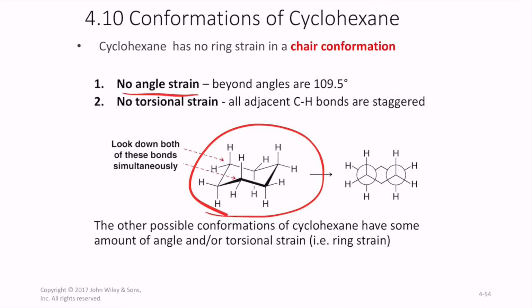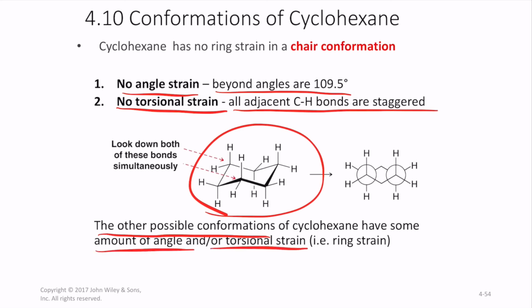There is no angle strain because the angles are beyond 109.5, and there is no torsional strain because all the adjacent carbon-hydrogen bonds are staggered and they are really far away from each other. So they are not in one direction from the other. All the other possible conformations will have some amount of angle or torsional strain. That's the reason why this is the most stable structure of cyclohexane.